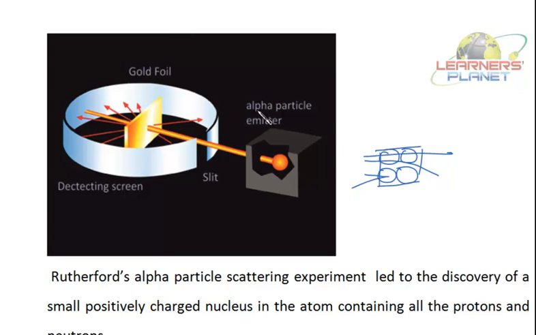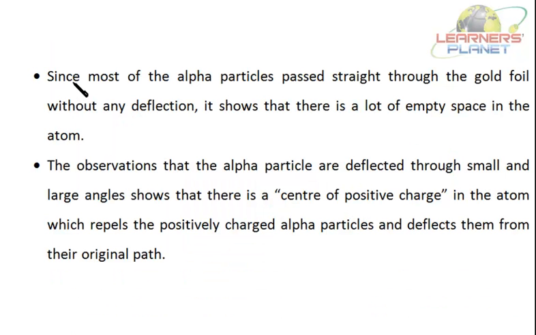So he concluded that since most of the alpha particles passed straight through the gold foil without any deflection, it shows that there is a lot of empty space in the atom. Most of the alpha rays passed straight. As they passed straight, it means it is a hollow ball. There is no particle.